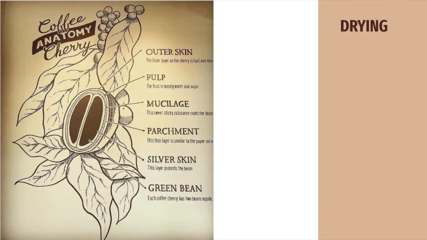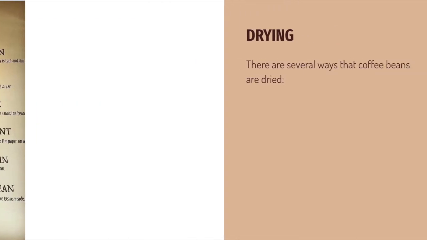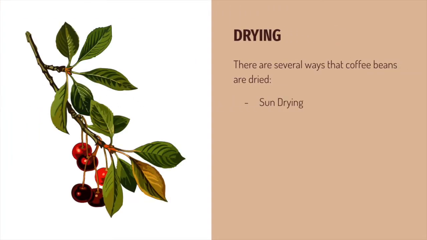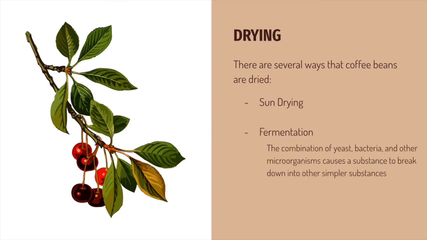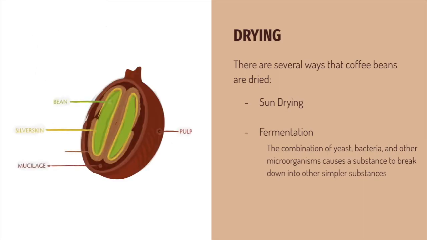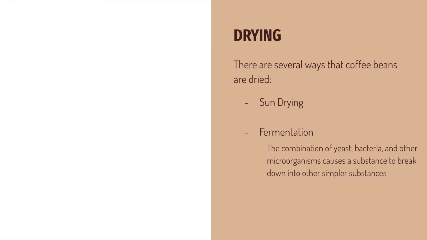Then comes the drying. Like I said before, the outer layer of a cherry is removed during the drying process. There are several ways that coffee beans are dried. One of the most popular ways is sun drying, where the beans are washed and dried out in the sun. However, the second way is through fermentation. This is when a combination of yeast, bacteria, and other microorganisms cause a substance to break down into simpler substances. To put it simply, fermentation is a natural change that happens when you put sugar and water together, and coffee cherries are full of both. And so, just after the cherries are picked, the fermentation process will start.